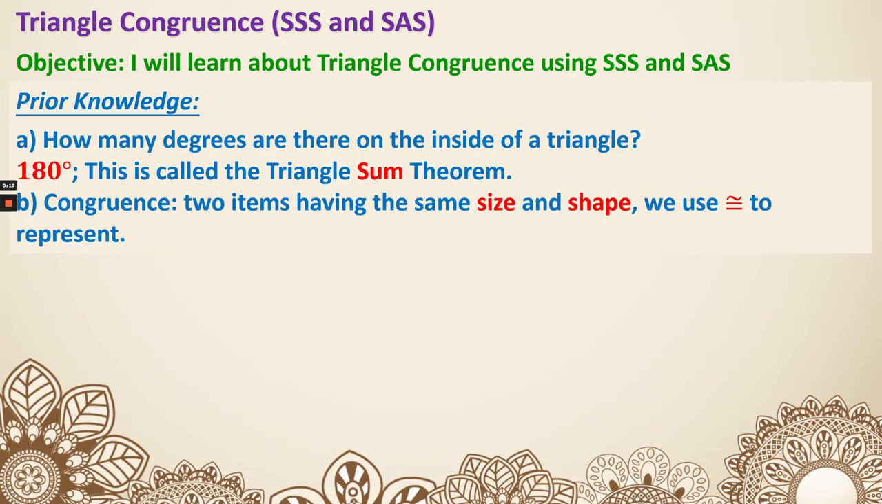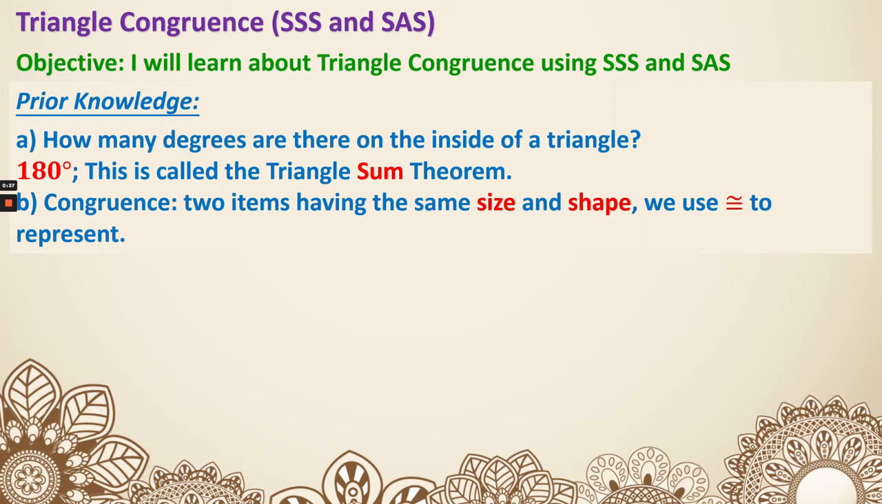How many degrees are there on the inside of a triangle? Well, the answer is 180 degrees. That's something we have learned before. This is called the triangle sum theorem. The reason it's called sum is because we add up all three angles to get 180 degrees.